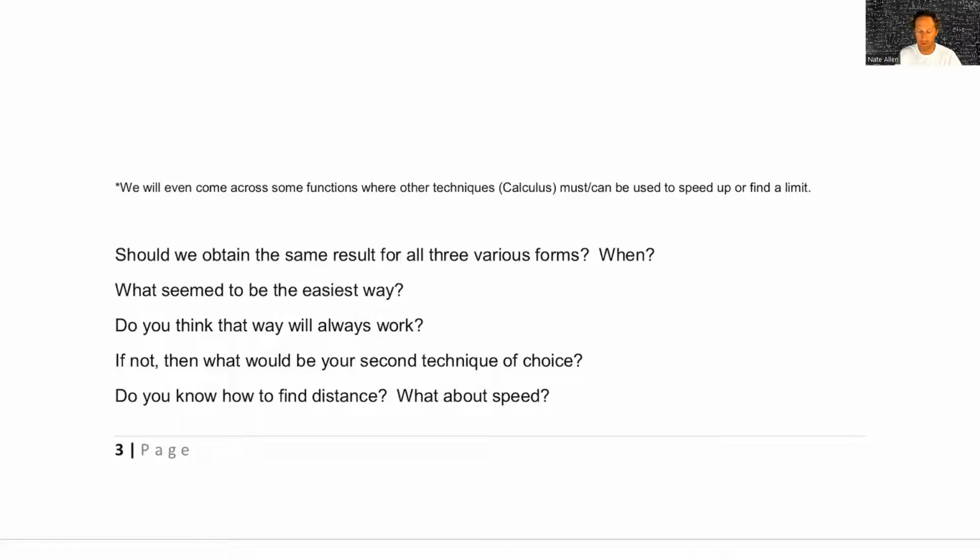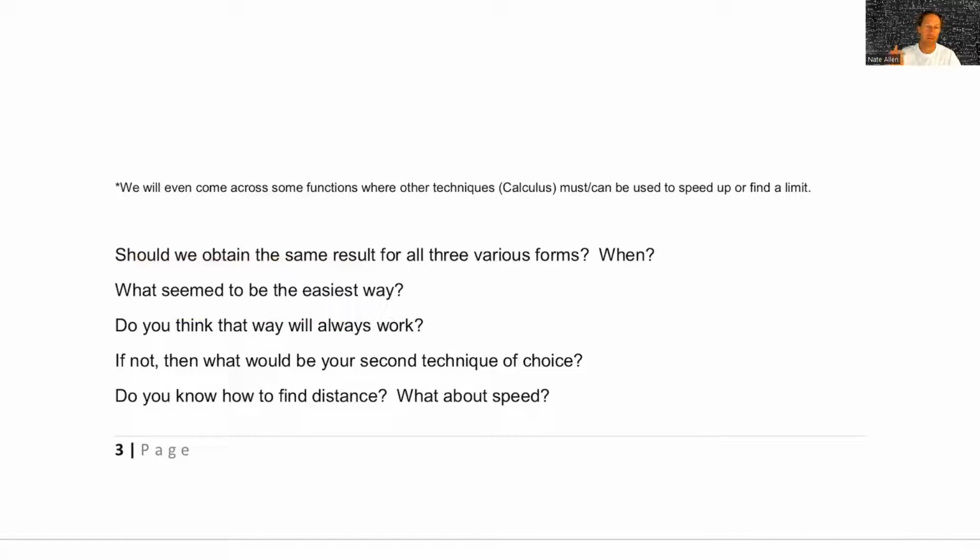So before we move on, I wanted to ask you guys a few questions. Should we have obtained the same result for all those three forms? Yes, of course, if they work. And when would they work? Well, as long as we don't have any of those issues we saw earlier with those holes and jumps, asymptotes, that's where problems occur.